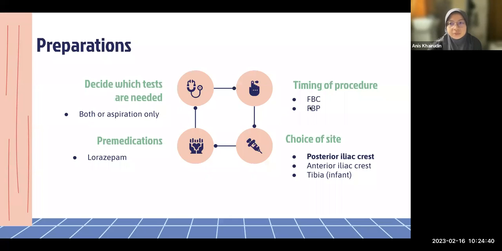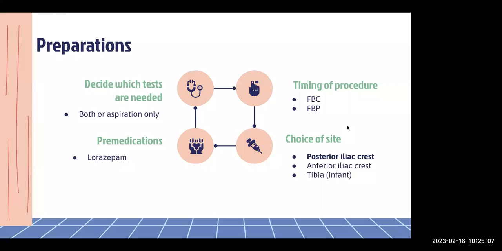And then timing of the procedure. It is actually best to do the procedure on the same day we receive the full blood count and full blood picture. However, I'm not sure if in Malaysia or in SASMAC they are able to do this, because usually patients have an appointment later to do bone marrow aspiration and biopsy. And then the choice of site.